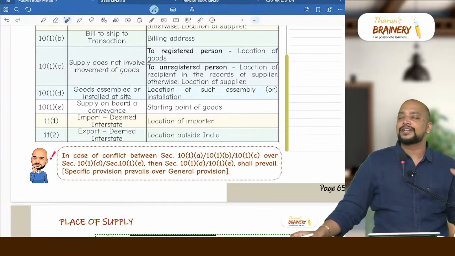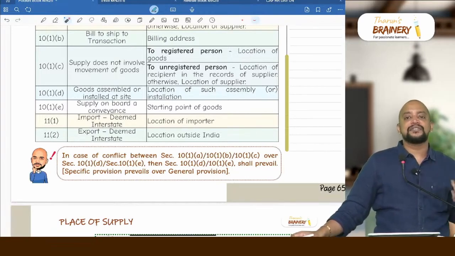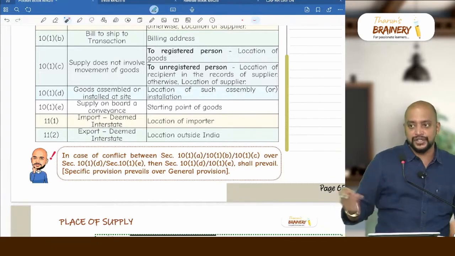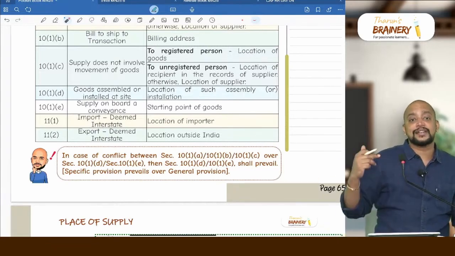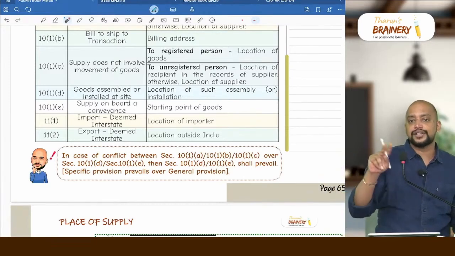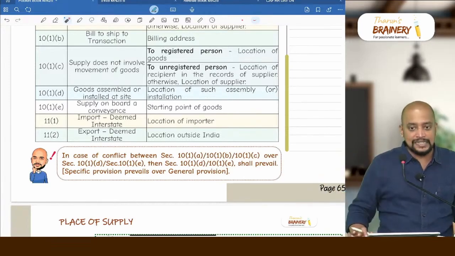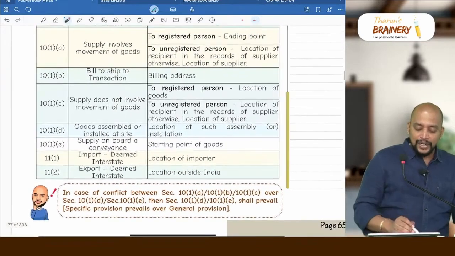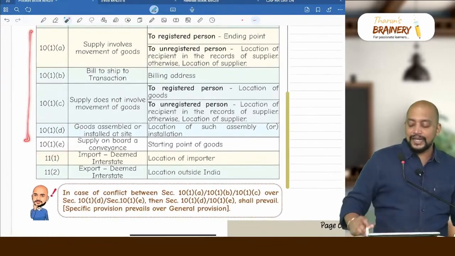However, if the food is cooked inside the train, in the pantry car, and when it is sold, that will be treated as supply of service only, because we have two separate provisions: goods sold on board a conveyance and supply of service on board a conveyance. So, there we will get a confusion. That's why we need to take this assumption. Then, in case of confusion between 10(1)(d) and 10(1)(e) versus 10(1)(a)(b)(c).